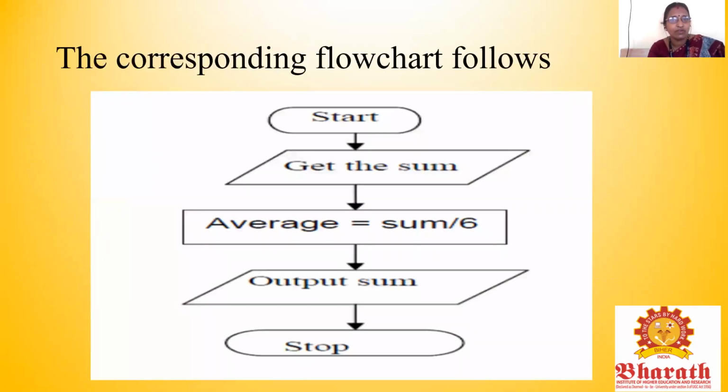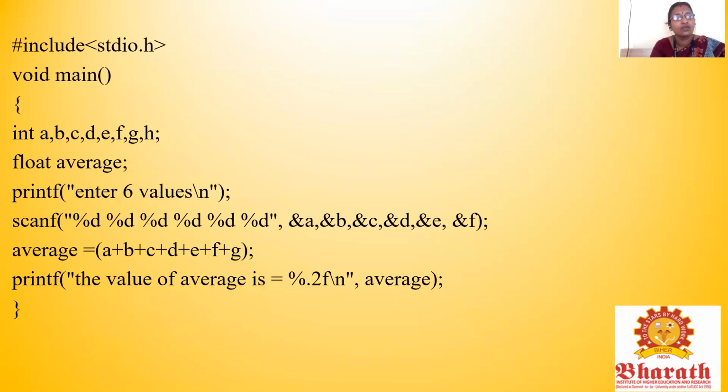So what should be the corresponding flowchart? You start the process. In the flowchart, start and stop are drawn with the help of the horizontal cylindrical symbols, and getting the sum value is drawn with the parallelogram. Then average equals sum by 6; since this is a process, we represent it with the rectangle symbol. Then output the average, and stop the process.